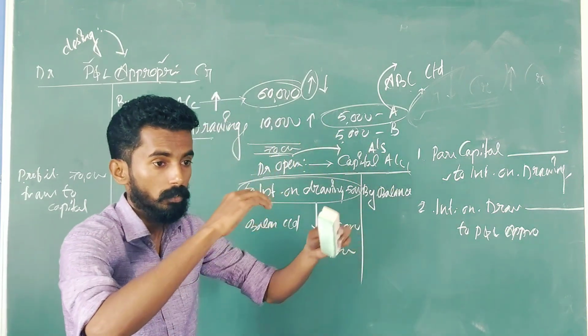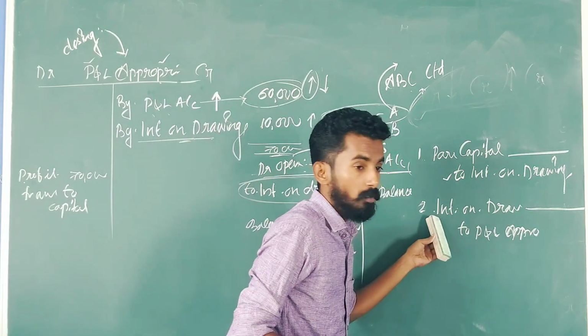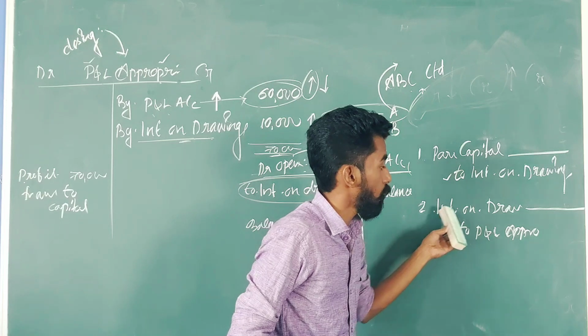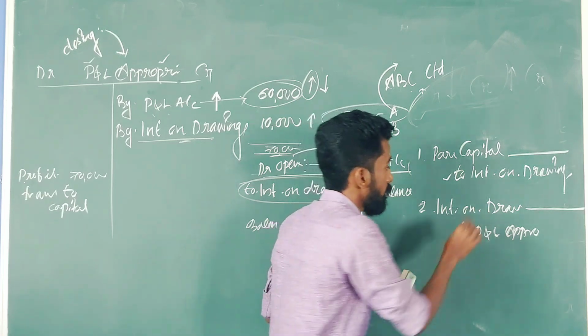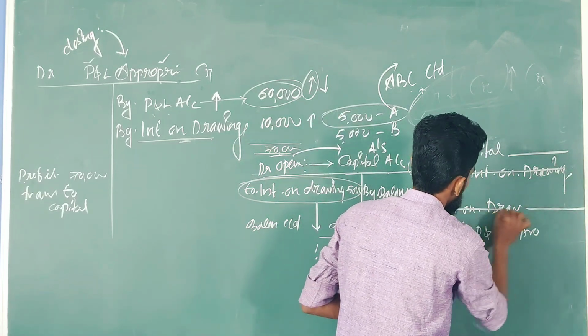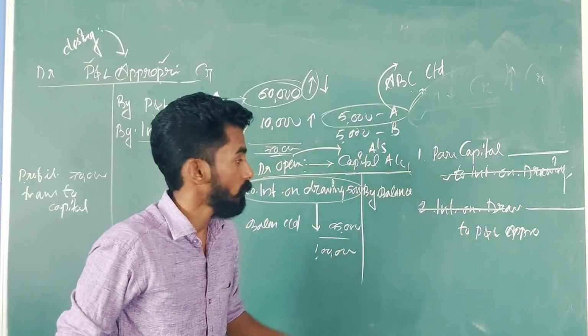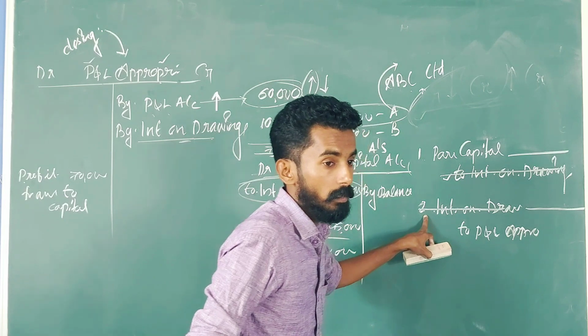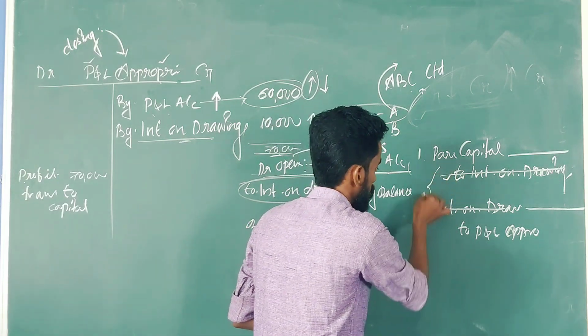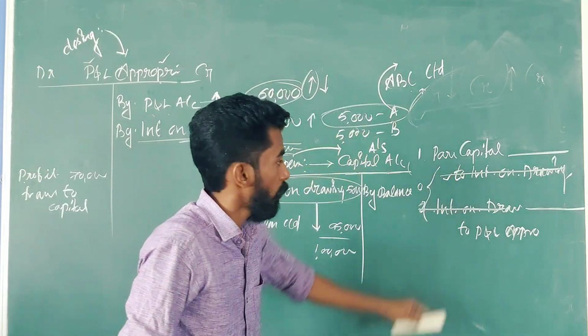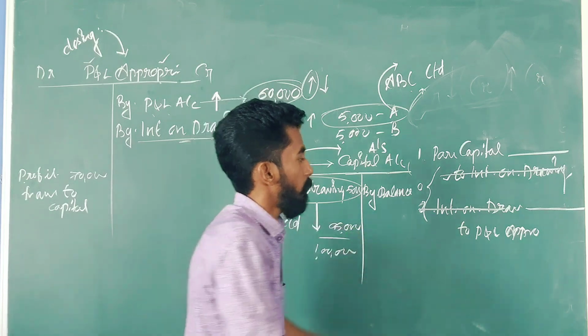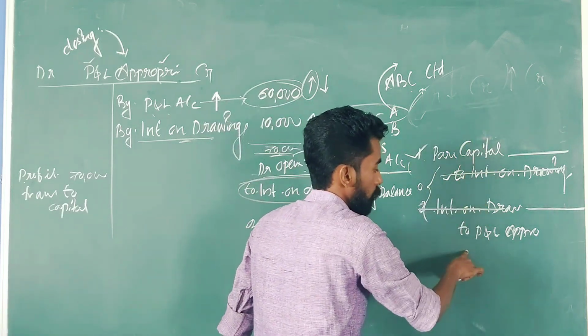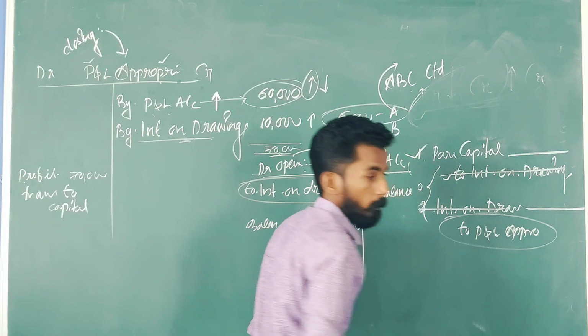Now I am going to show you another magic. See, now we are going to debit interest on drawings. So what will cancel automatically? Interest on drawings is cancelled, because I credited the same amount, 5,000, and I debited also 5,000. So the result is 0. Now what is remaining? Partner's capital account debtor to profit and loss appropriation account.